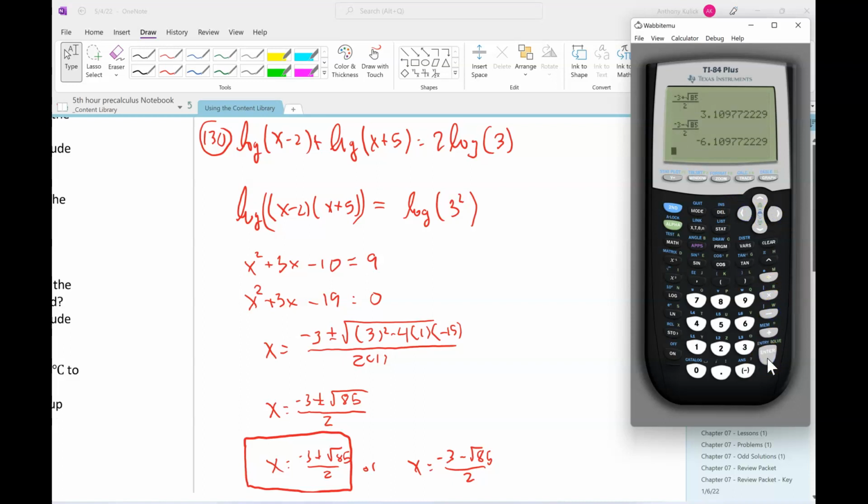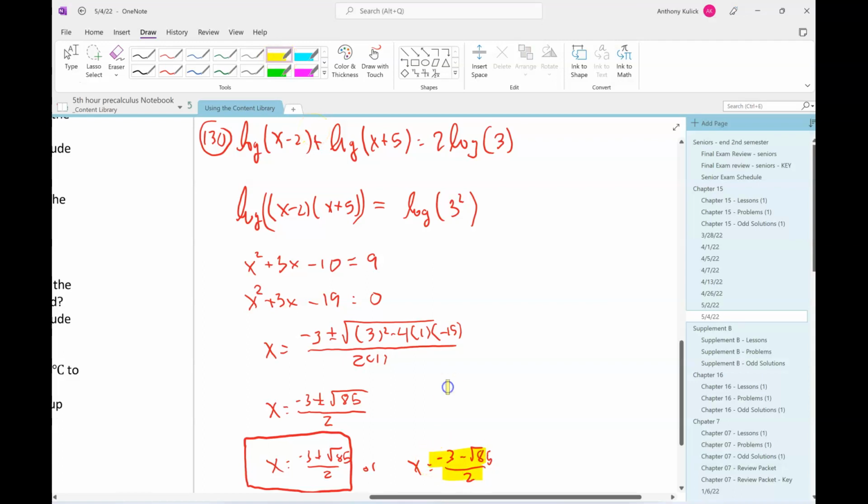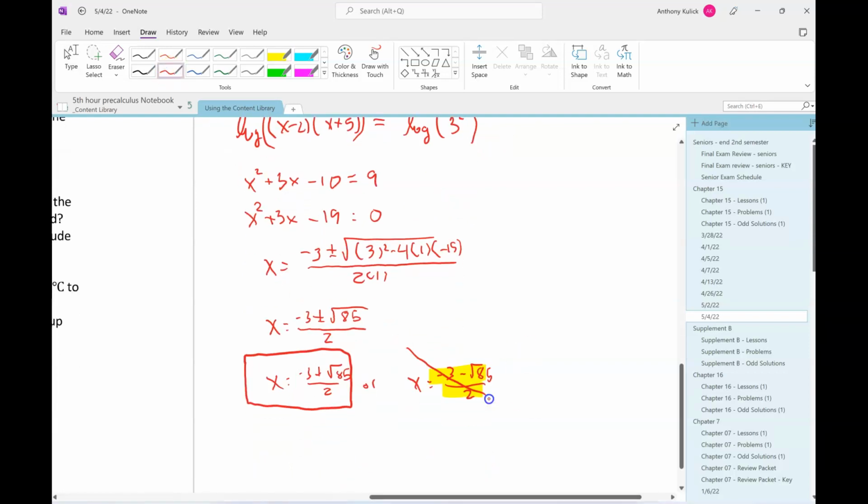If I do the second one, I get negative 6.1-ish. And if I plug that into the very first log, I get a negative. I don't need to continue checking. As soon as I get any negative, I know that that's an extraneous solution. So I'm just going to cross that one out, and I have only one answer.